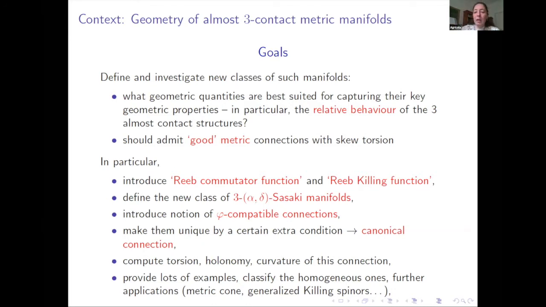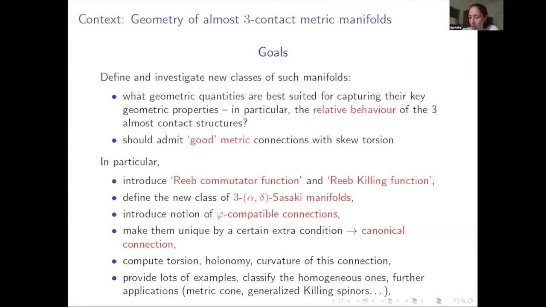Okay. So in order to do so, one can introduce in more general terms for any almost contact manifolds, things called a Reeb commutator function, a Reeb Killing function. We're going to see that only in examples. Then I'm going to define this new class of manifolds, which we call alpha-delta Sasaki manifolds. They just generalize alpha Sasaki manifolds by allowing an additional second parameter delta. Okay, and how Sasaki fits into the picture will become clear.